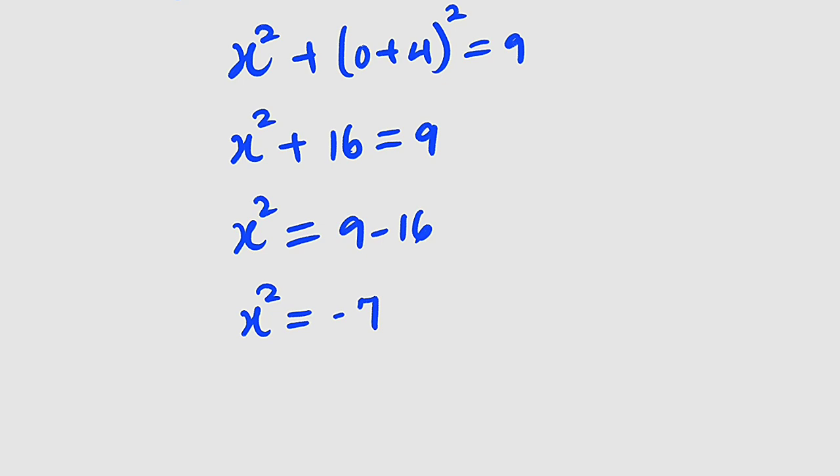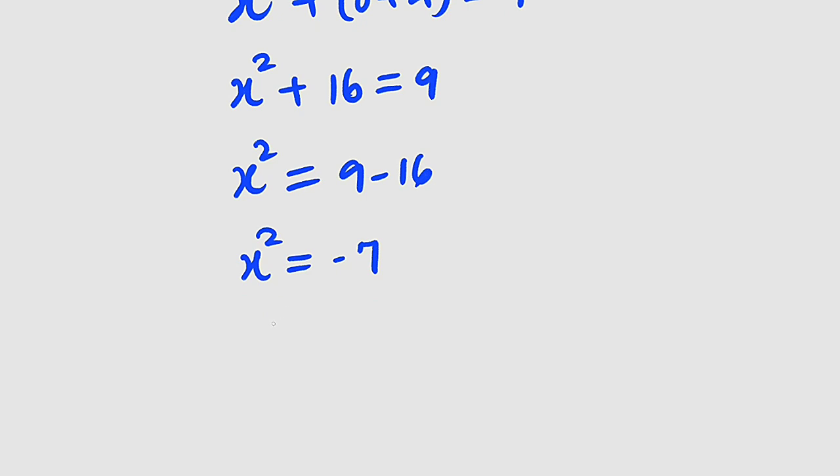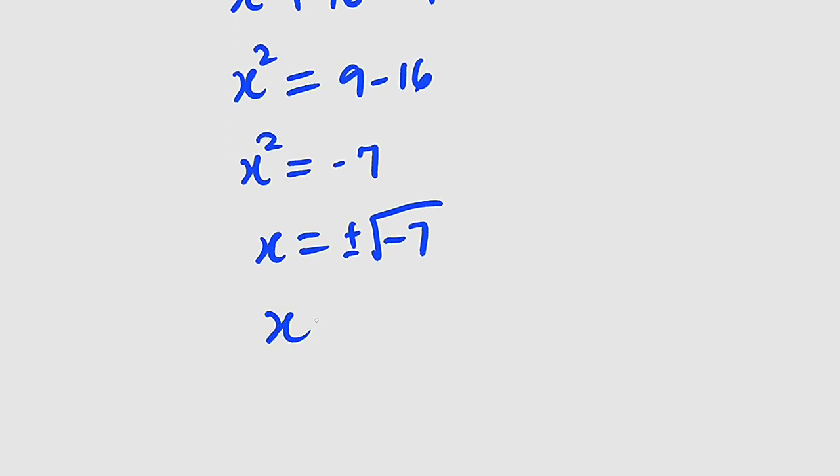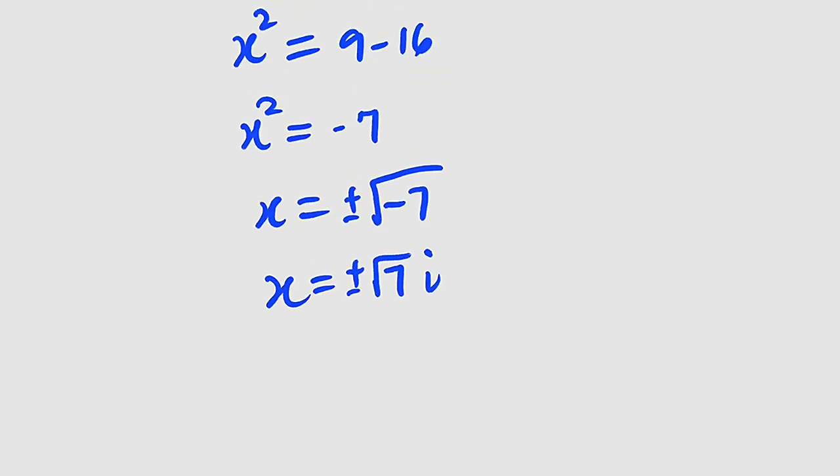And hence you can see that this statement is not true, because there is no real value of x you can square to get a negative result. And if you so wish, you can take the square root of both sides. You have x equal to plus or minus the square root of negative 7. And square root of negative 7, remember, is imaginary. So x equal to plus or minus the square root of 7 i, meaning the circle does not cross the x-axis. So this is all about this question.